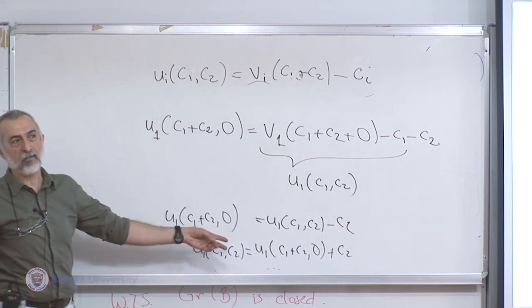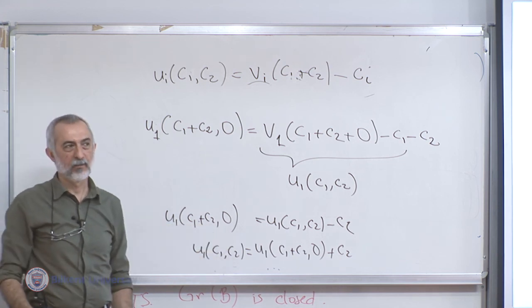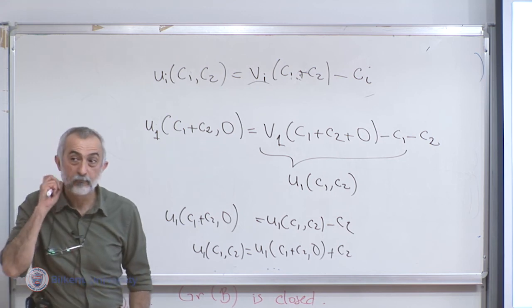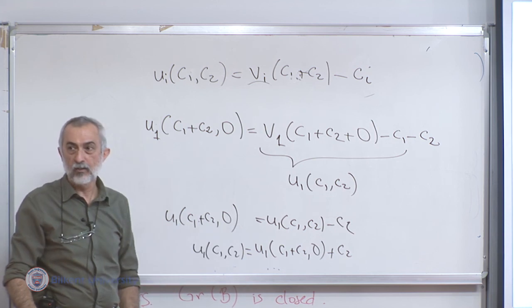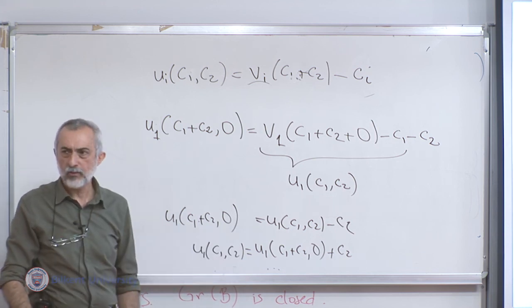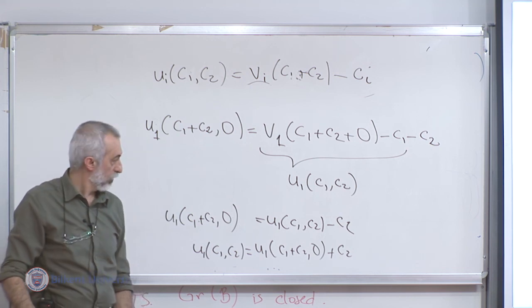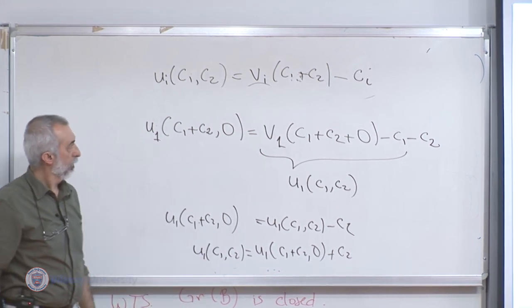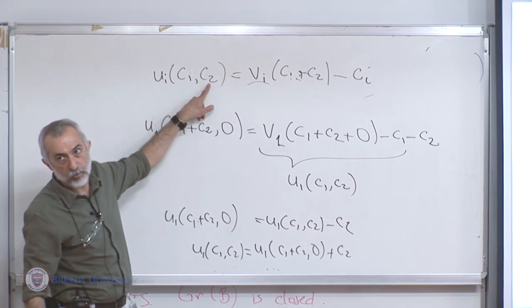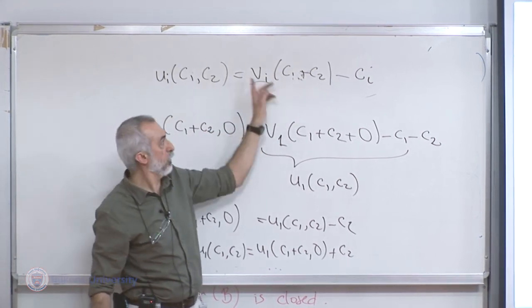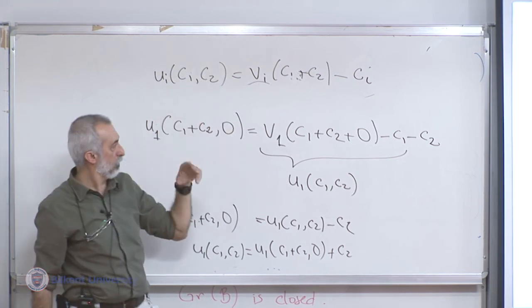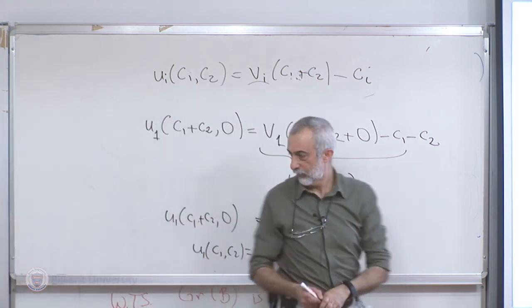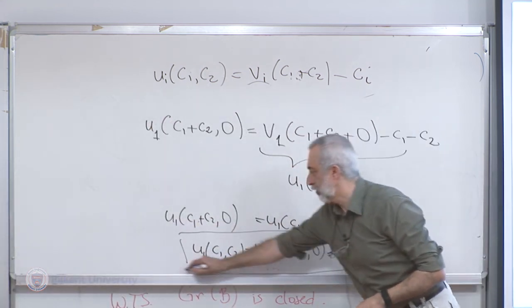So what good does that do us? U1 is increasing in what? Which component? In C2. How do you know that? From here, if C2 increases, this number increases. So U1 is increasing in C2, yes. But what good does this do?